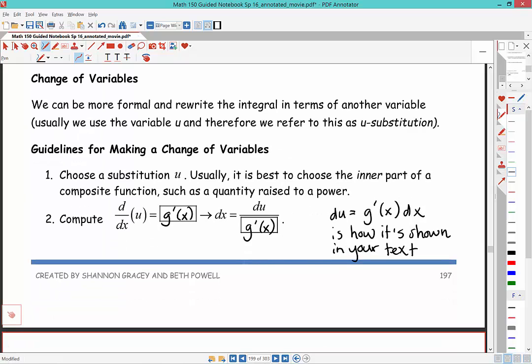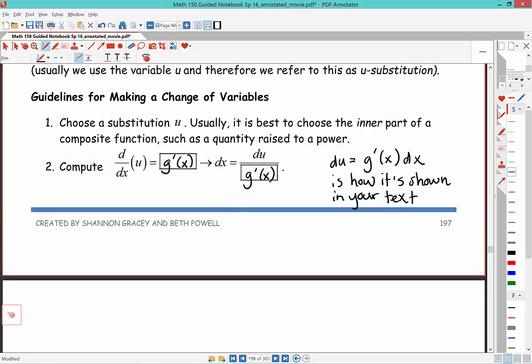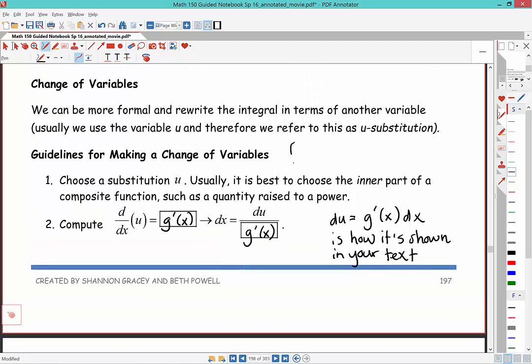The next step that you need to do is rewrite the integral completely in terms of u. So here let's talk about what we did. I guess we can just make one up. Let's say we're working with the integral of, I don't know, let's do something fun. Make sure it's not something I already have.